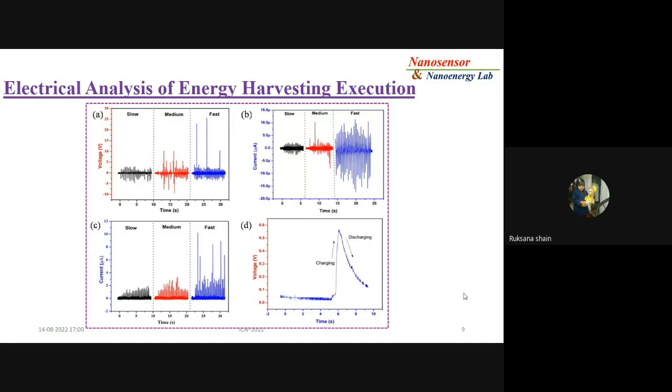Here is the electrical output performance of the C-tank device. Figures A and B show the voltage and current of the C-tank device using Ecoflex as contact material with slow, medium, and fast movements. Figure C shows the rectification current of the device with slow, medium, and fast movement. And figure D shows the charging and discharging voltage curve on the 0.01 microfarad and 0.1 microfarad capacitors charged.